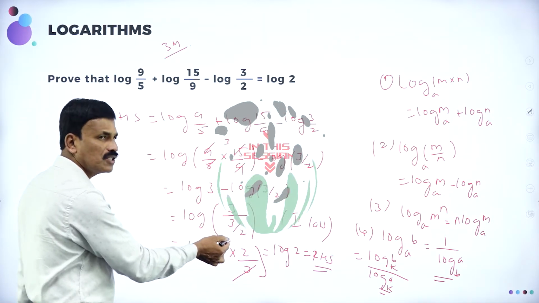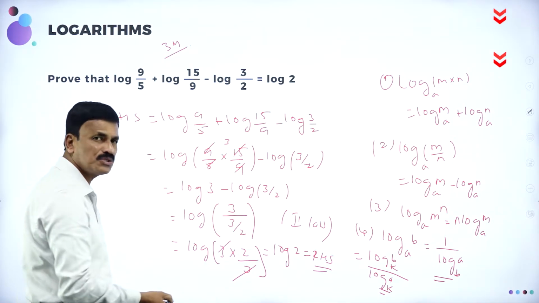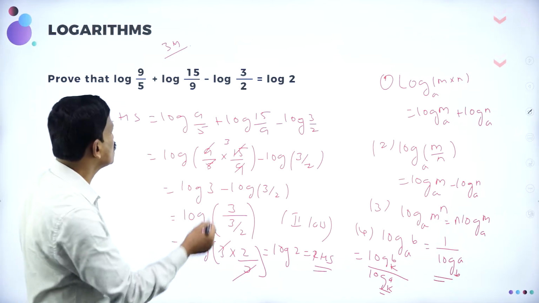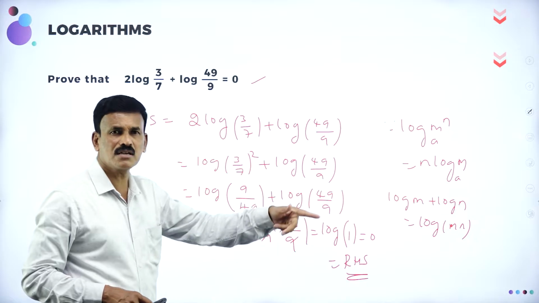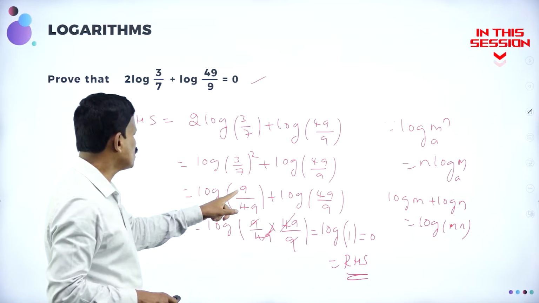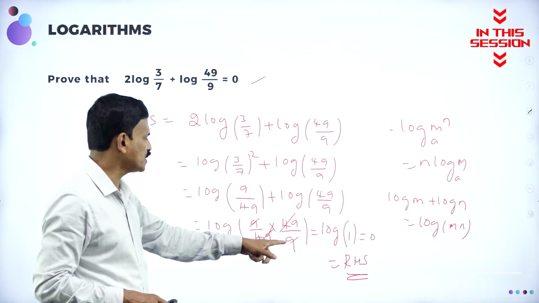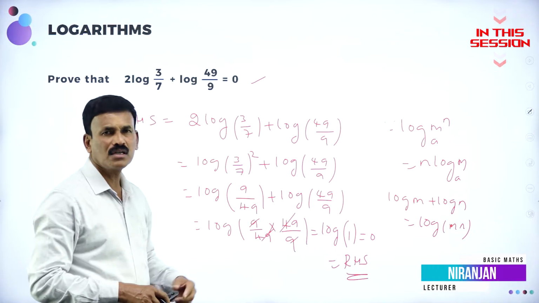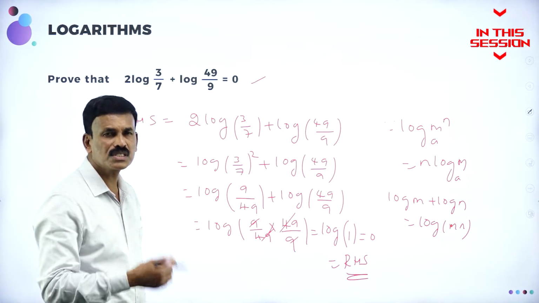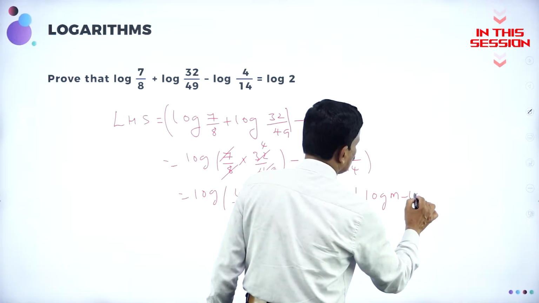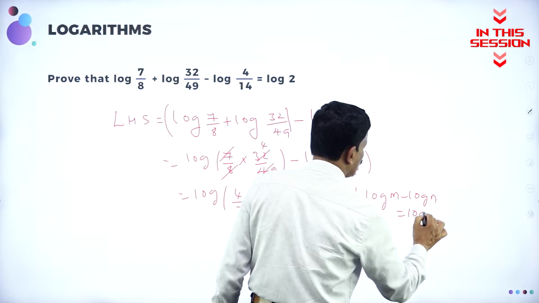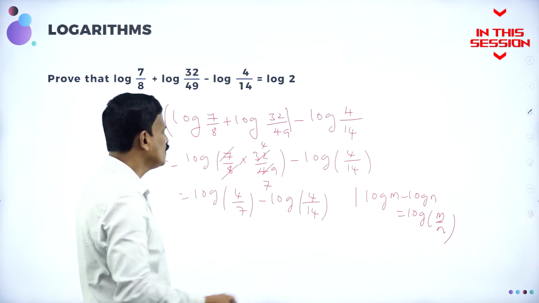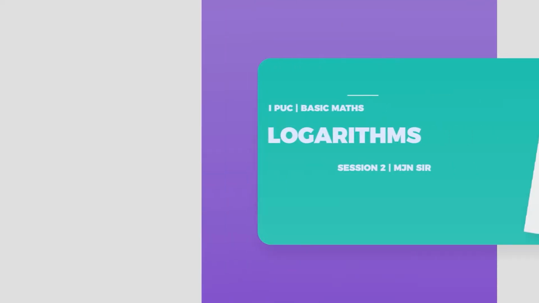Logarithm of 3 divided by 3 by 2. Just take this 3 by 2 to the numerator, it becomes 2 by 3, 3 gets cancelled, log 2 which is the required RHS. Log m plus log n is log m into n. So this can be written as log of 9 by 49 into 49 by 9. 9 gets cancelled, 49 gets cancelled one time. Logarithm of 1 is equal to 0 which is the required RHS. Log m minus log n is equal to logarithm of m by n. So here m is 4 by 7, n is equal to 4 by 14.